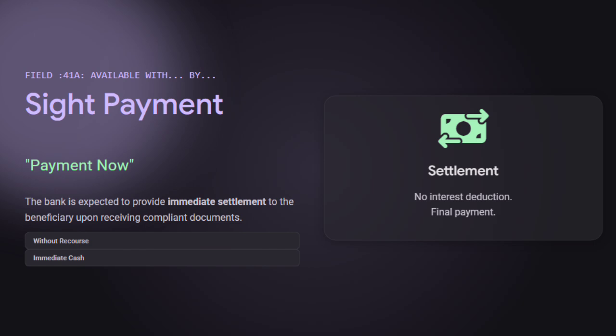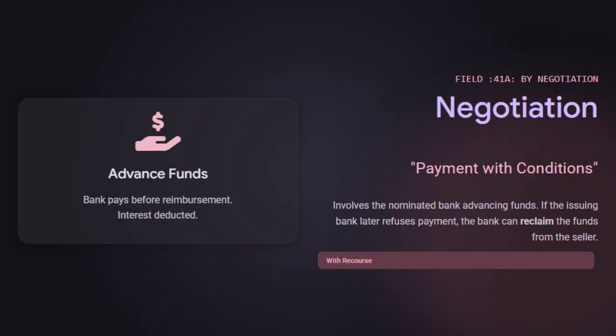On the left, you see site payment. Just think of it as payment now. As soon as the seller presents the correct documents, the nominated bank pays immediately. And that's it, payment is final.